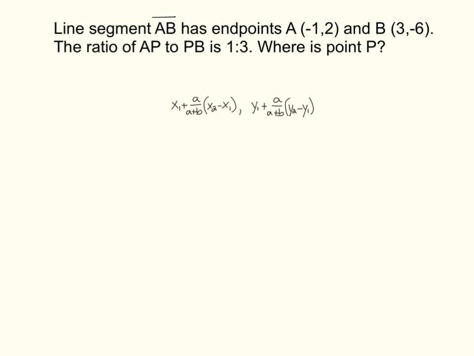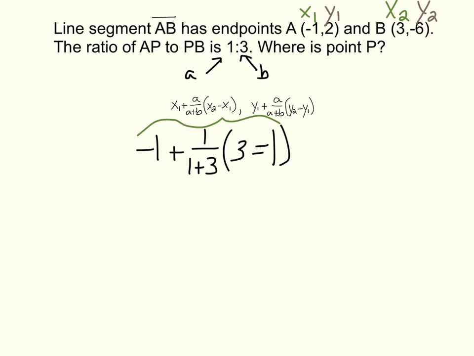Now let's try this same problem, this time using our formula instead of the graph. Let's go ahead and identify x1, y1, x2, y2, and a and b. Here's x1 and y1, x2 and y2, and a is going to be the first part of our ratio, and we'll let b be the second part of our ratio. Now we're ready to start substituting numbers into our formula.